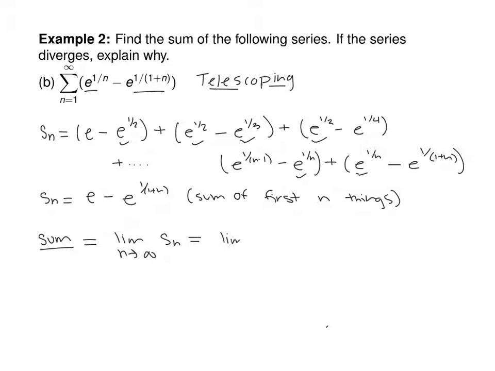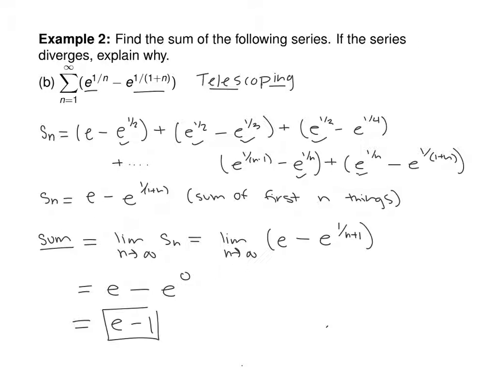And if you take the limit as n goes to infinity of our formula for adding up the first n things, the limit as n goes to infinity of e is just e, and this exponent in the e is going to go to 0, so e minus e to the 0, or e minus 1. And for telescoping series, there's absolutely no way around it. You have to list the nth partial sum, and you will have to do it correctly.